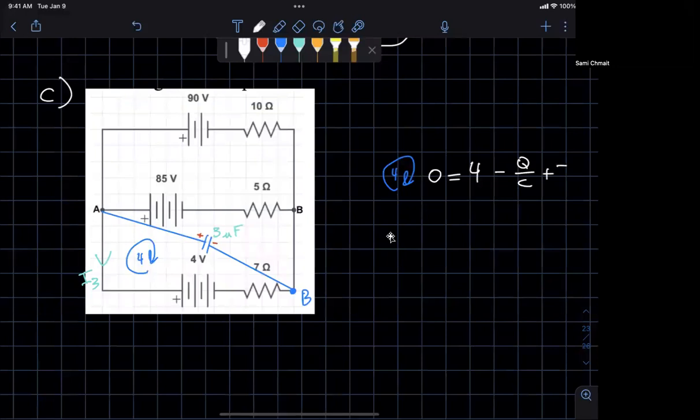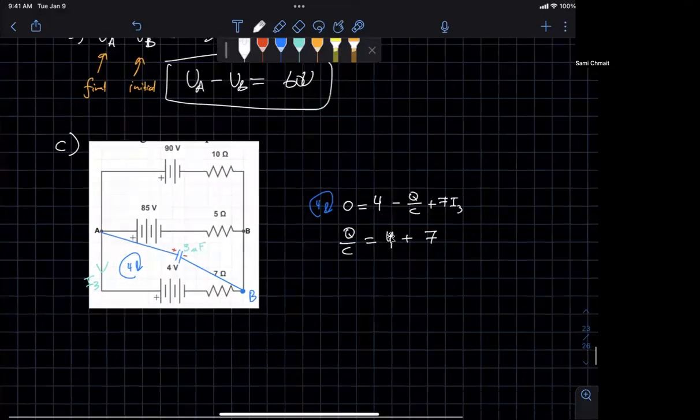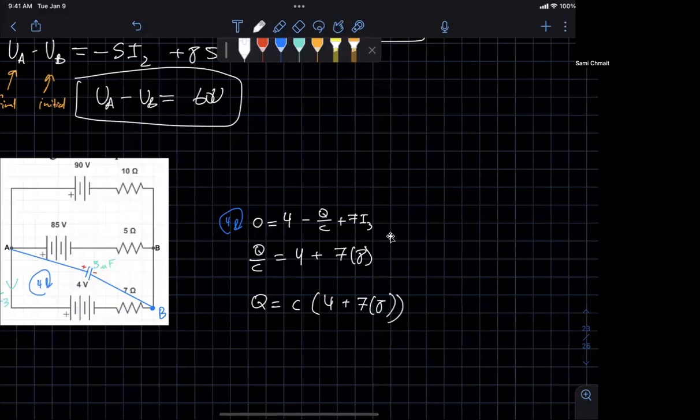So then we have plus 7 I3 because our current here is bumping into the direction of the loop. What do we want to solve for here? We're looking for the charge. So we're going to get Q over C onto one side, 4, and then plus 7. We already solved for what I3 is equal to. That I3 is equal to 8. You're just going to get Q over C, which is 56. So 4 plus 7 times 8. And they gave us the capacitance value, so Q equals 180 microcoulomb.